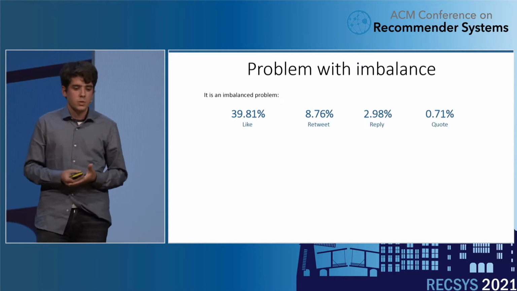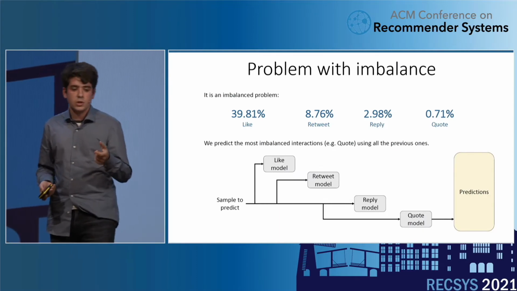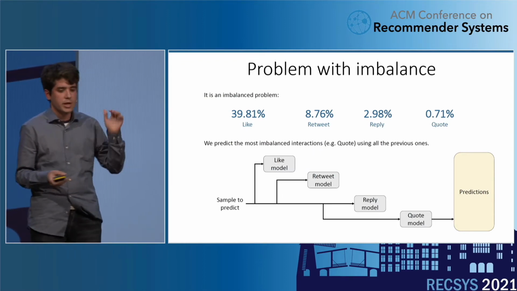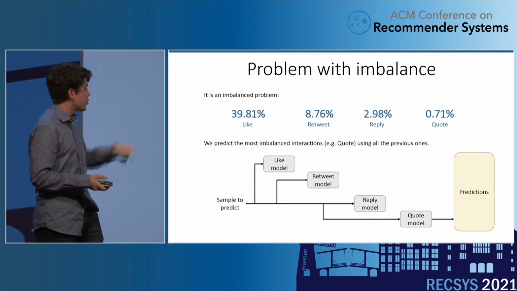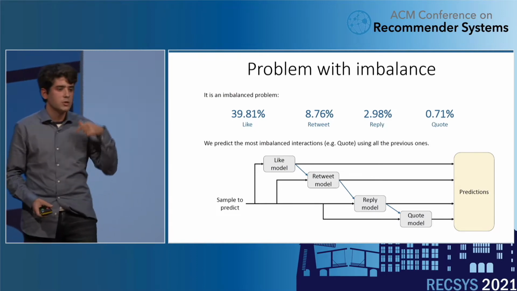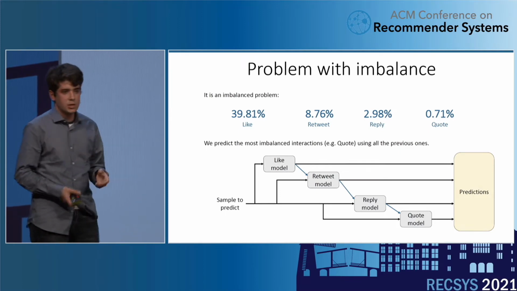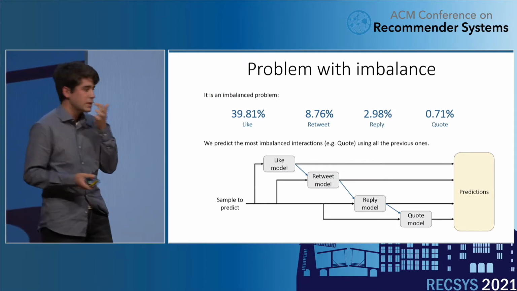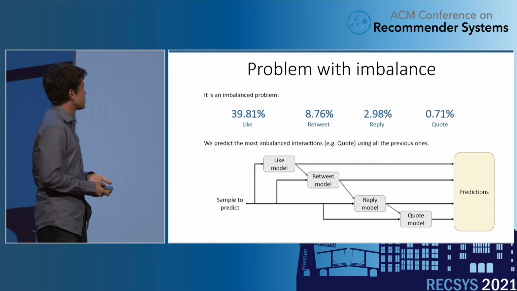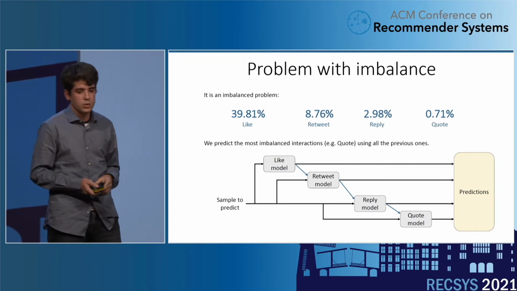We also tried to solve the imbalance problem, and in order to do so, we don't use only this strategy to make predictions. We are feeding the samples to the 4 models, but we are also concatenating the outputs of the previous model to fit the more difficult one. In this case, we decided that one is easier to predict because we have more positive data, and quote is very difficult to predict because it's more imbalanced. So we tried this strategy of feeding the output of the previous model to the next one to solve this problem.